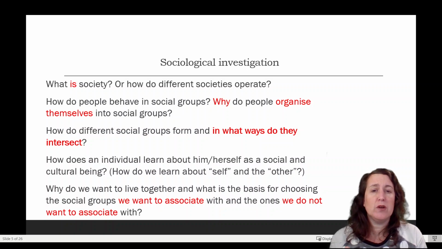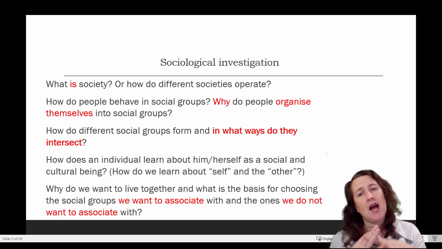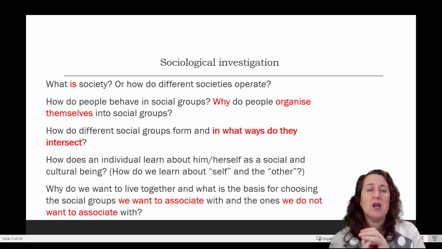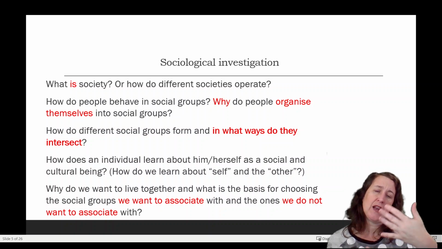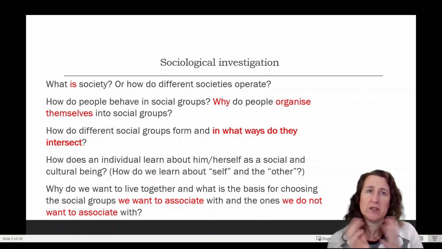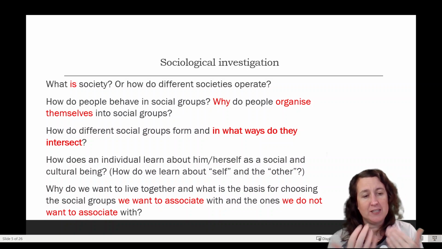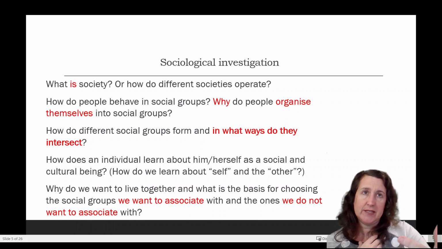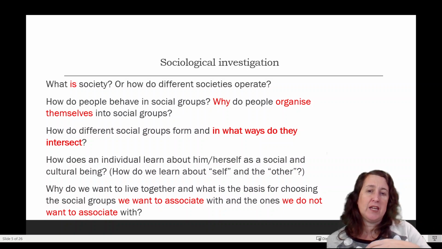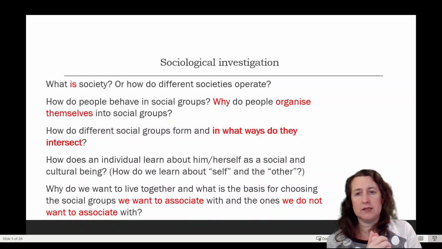How does an individual learn about him or herself as a social and cultural being? And how do we learn about the self and other? Because we often think about other people as cultural or social beings, but we don't necessarily turn that lens on ourselves. And sociology can be useful for thinking about how our own identity is formed and how our identity interacts and intersects with the identities of those around us.